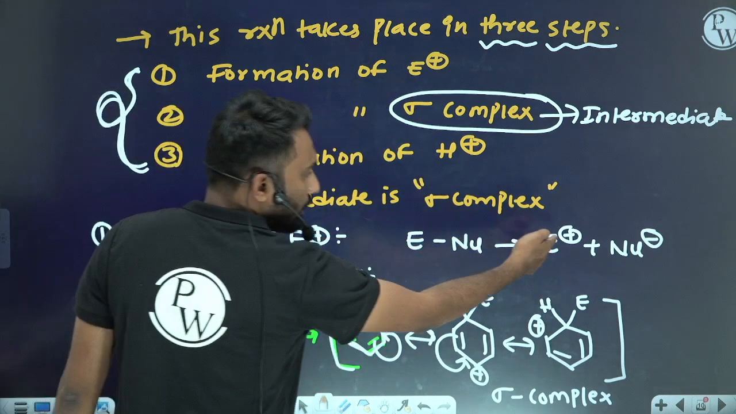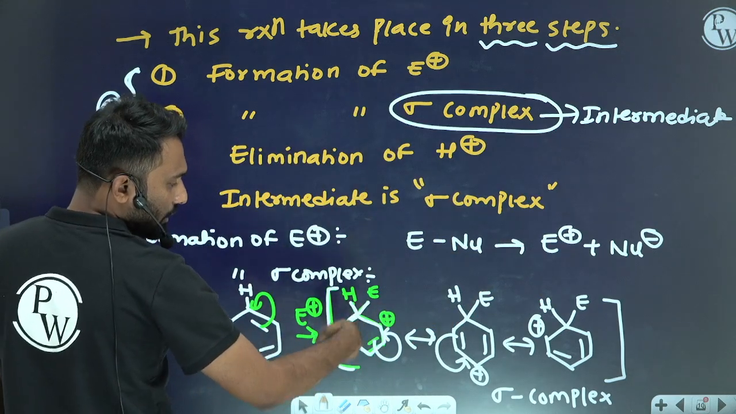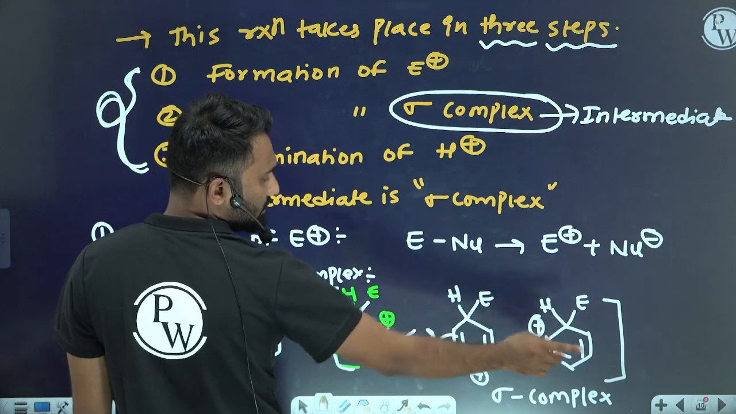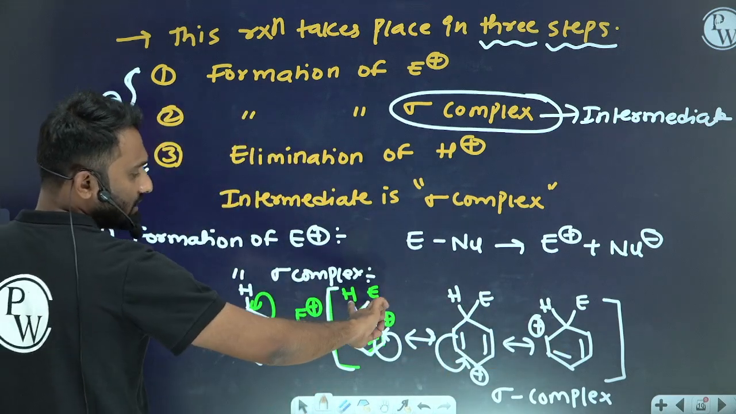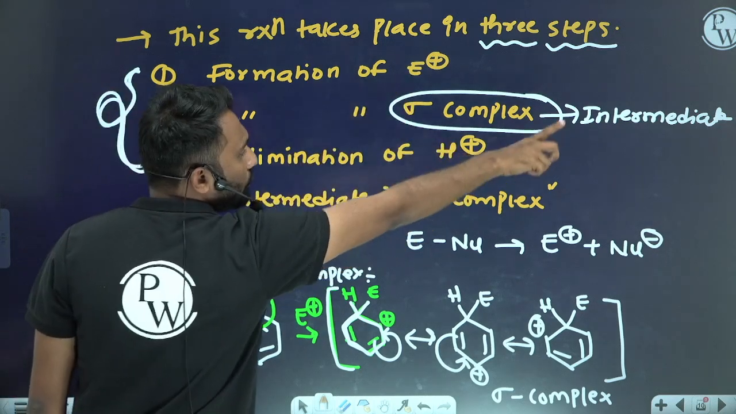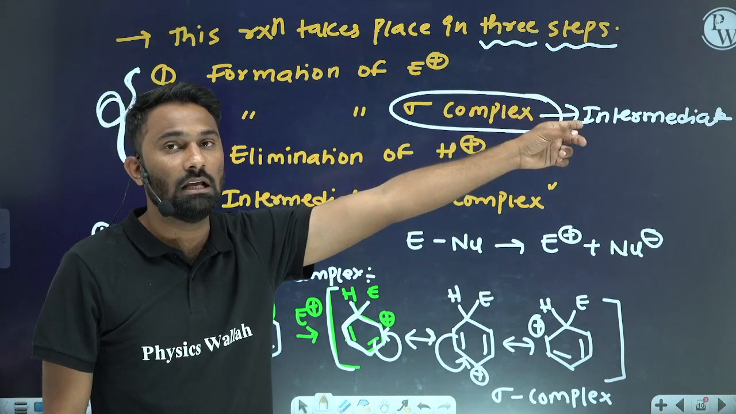Next, the electrophile we have added to the benzene. Now this is where delocalization will happen. Now this we call a sigma complex, and in the last step this proton will be eliminated. One electrophile added, one electrophile has been eliminated.